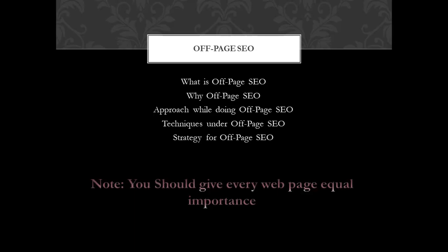Then the techniques under off-page SEO involve generating either no-follow links or do-follow links. So we have two types of links via off-page SEO. One is no-follow, which Google never follows. The second is do-follow, which Google follows. We will go in depth later on. First of all, you can search the web for the definition of no-follow and do-follow links. Strategy is covered under the technical approach that we are going to cover for off-page SEO.